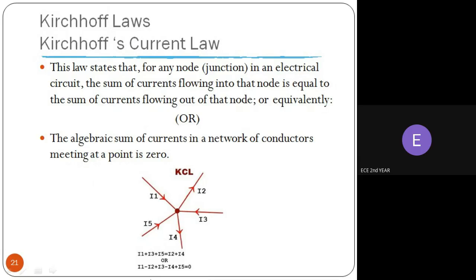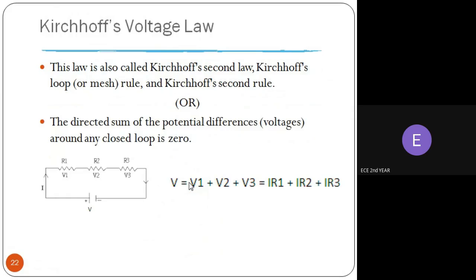Or otherwise we can write I1 minus I2 plus I3 minus I4 plus I5 is equal to 0. So current flowing towards the node is taken in the positive direction, and current flowing away from the node is taken in the negative direction. The total of all currents at the junction point or node point is 0, which is called Kirchhoff's current law.